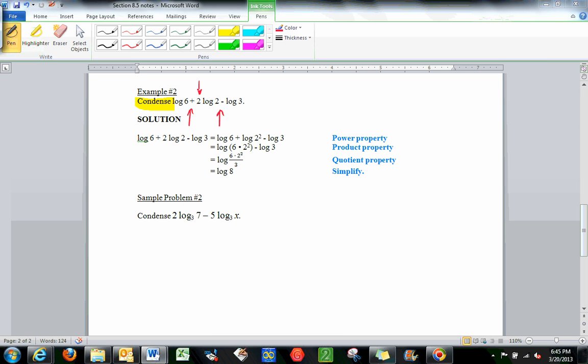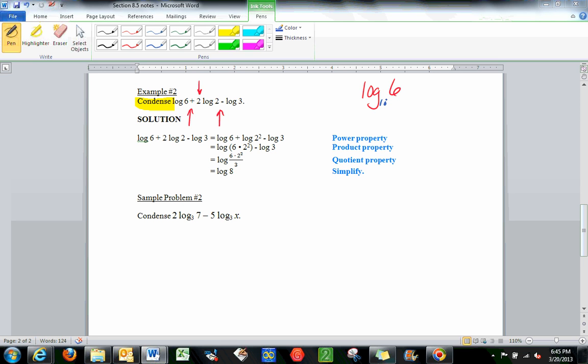Notice that there is no base, and remember that if there is no base, so if we take log 6, the base is understood to be 10, and since it's understood to be 10, you do not have to write it whenever you're condensing this log. So as long as they all have the same understood base of 10, we can start this in many different places.